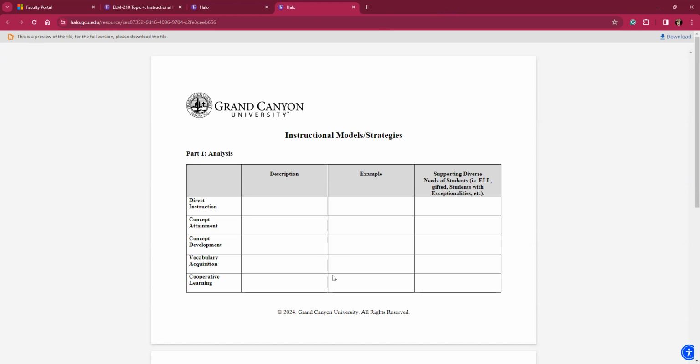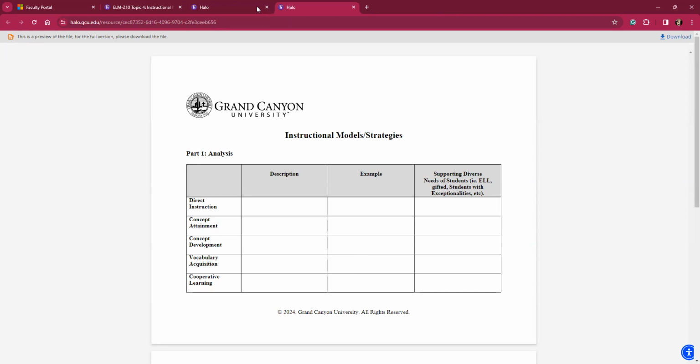Students would start by step one, defining the word. Step two, then they would do this. So you can show that you understand the vocabulary acquisition model and the components of it. So you'll give specific examples here. And then how in general does this strategy support the needs of diverse students?